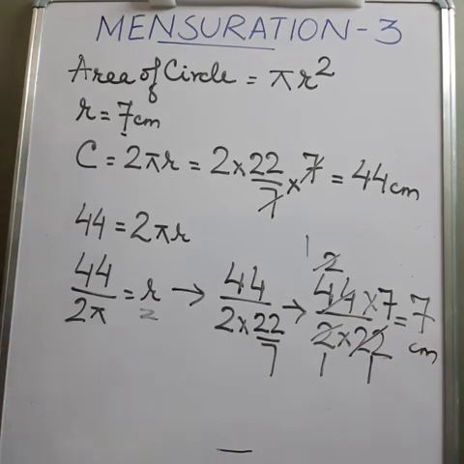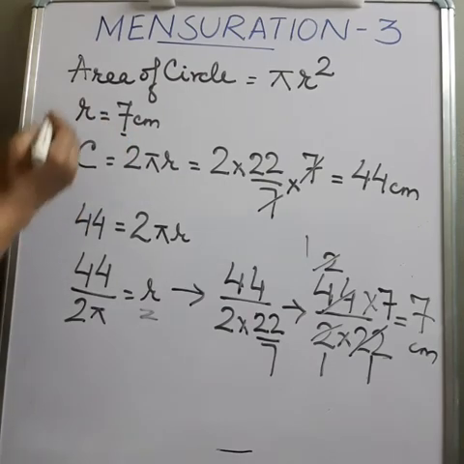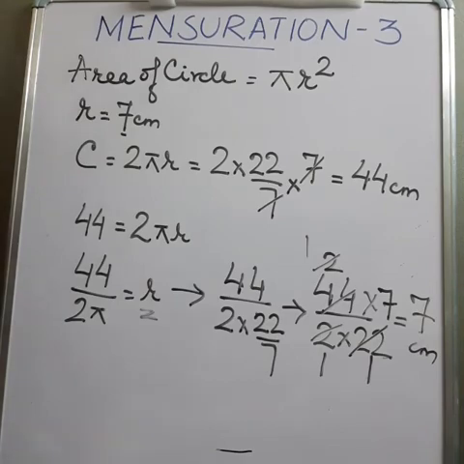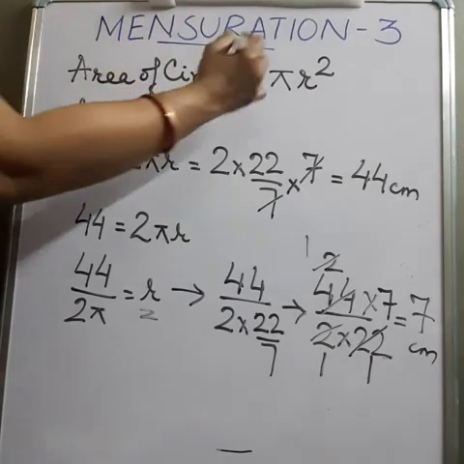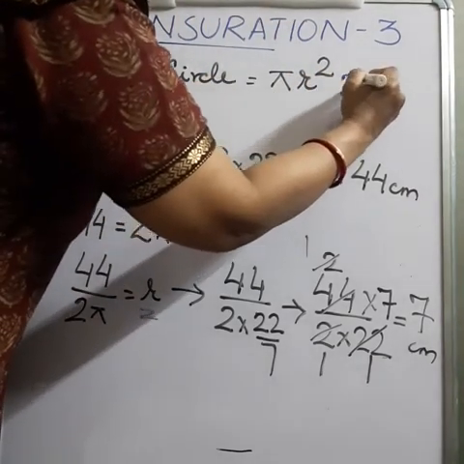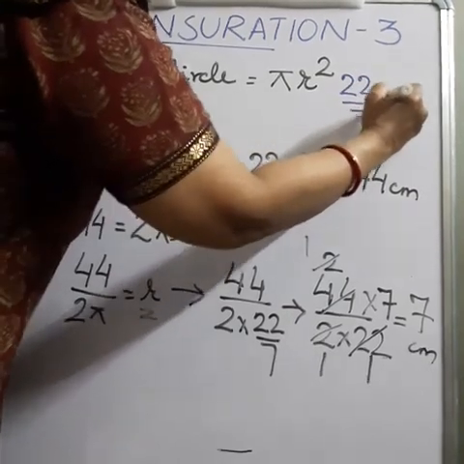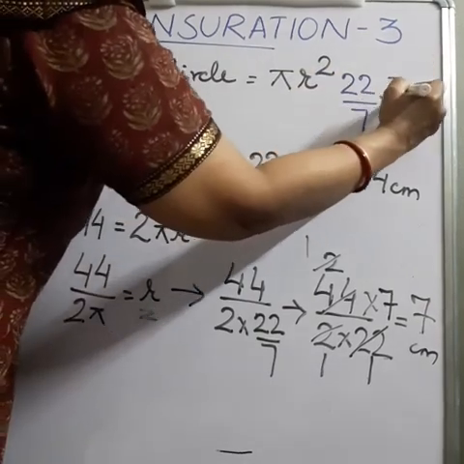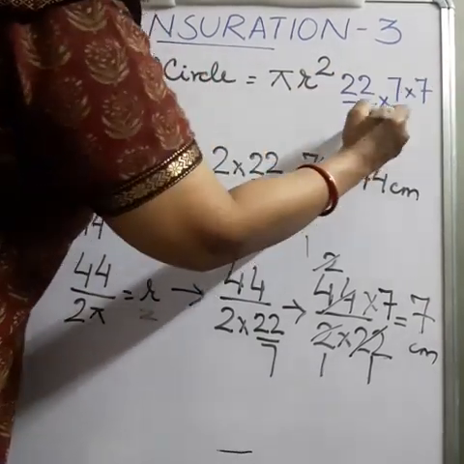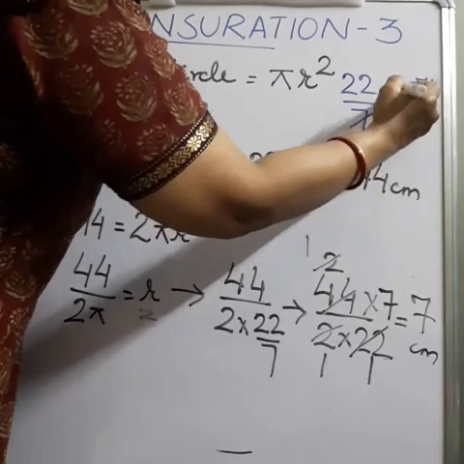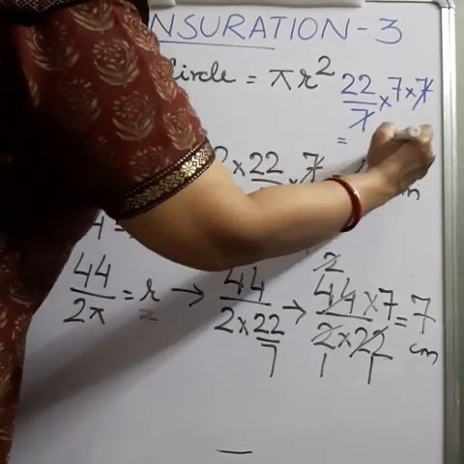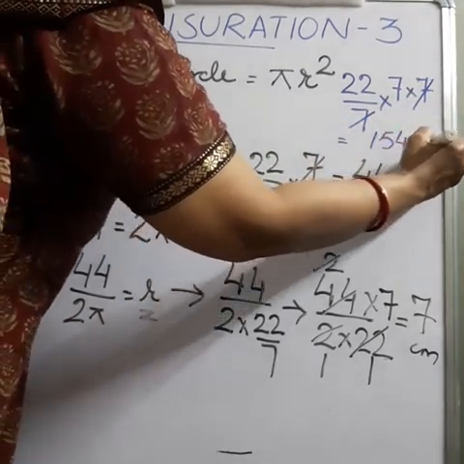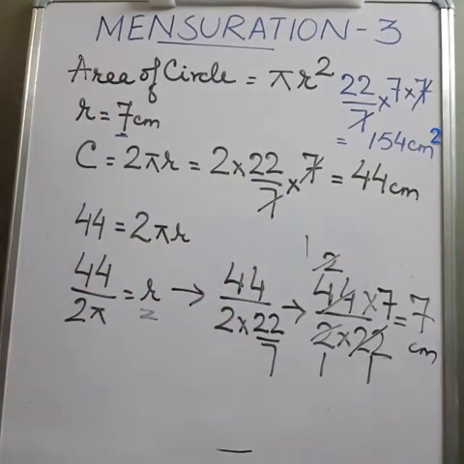Now we have to find out the area of the circle with radius 7 centimeter. We will use this formula: 22 by 7 multiplied by r square, so 7 into 7. So it will be 154 centimeter square.